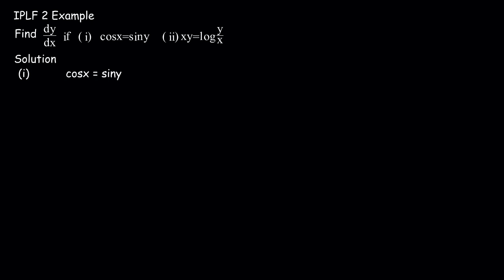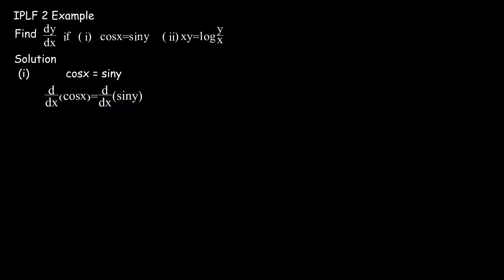Our final example states: find dy/ds if (1) cos s equals sin y and (2) sy equals log y divided by s. For (1), cos s equals sin y. So what we do is that when we differentiate the component that has s, we differentiate it normally, and when we differentiate the component that has y, we add dy/ds.